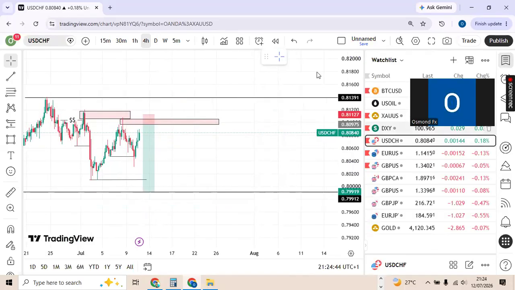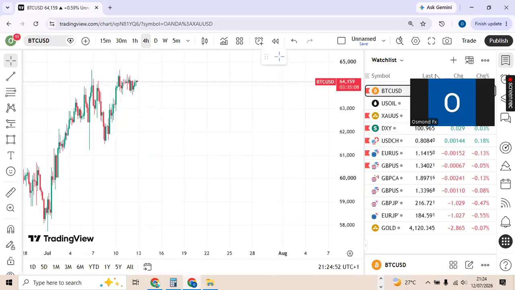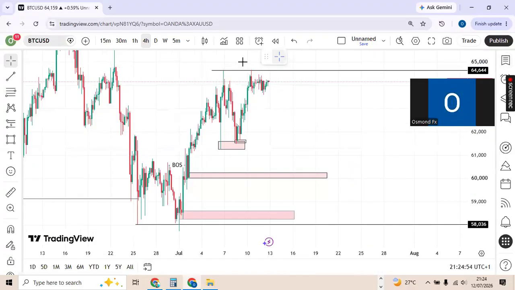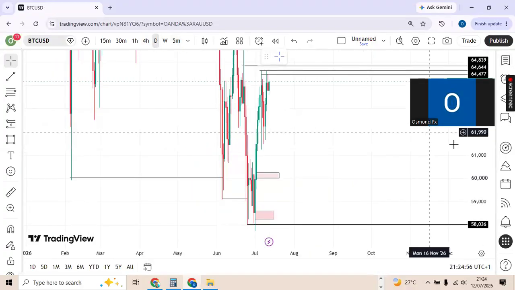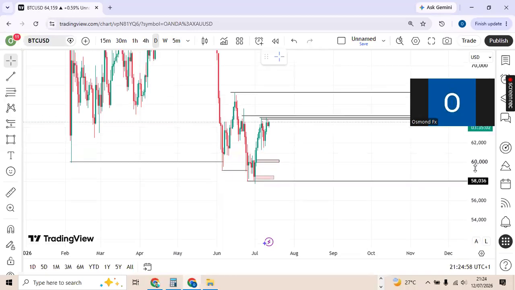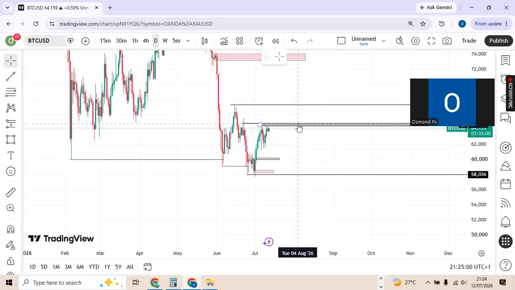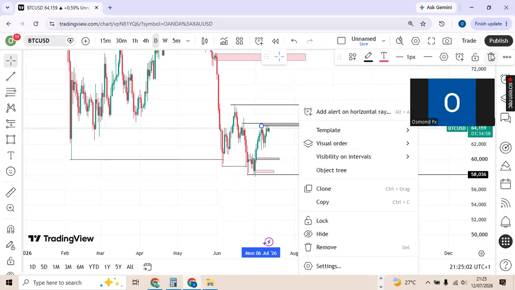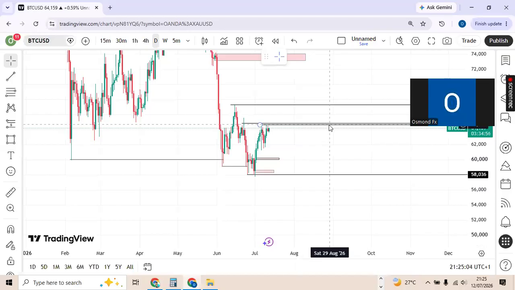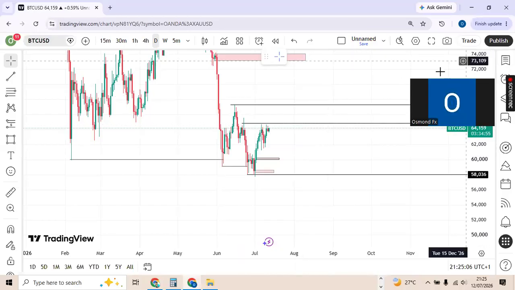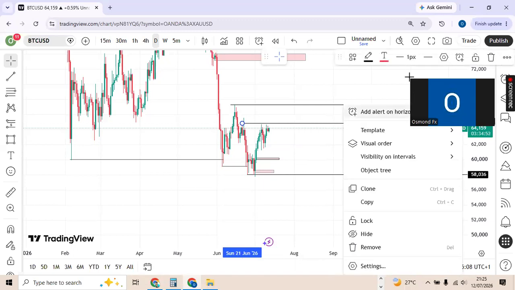Then our next trade is going to be, okay, I think let's talk about BTC. Let's talk about BTC before we talk about gold. I keep on saying this: if you go and watch my previous trade analysis, you will see the reason why.